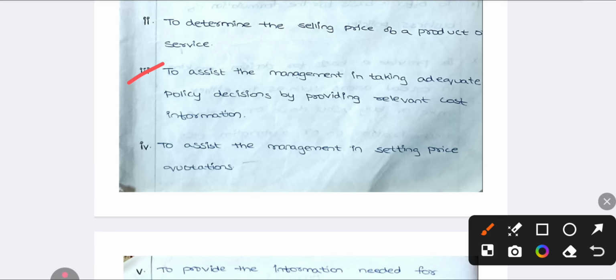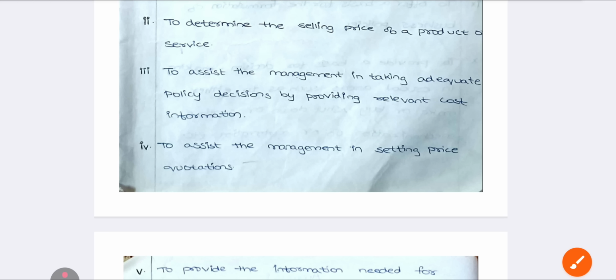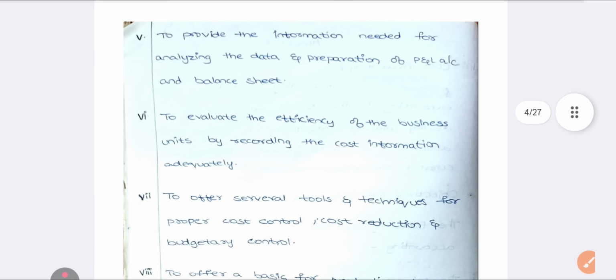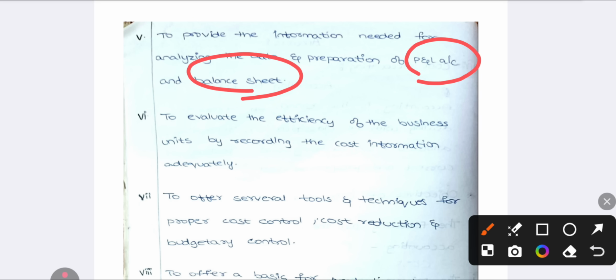To assist the management to take expenses related information, this cost accounting is helpful. To assist the management for the price quotation, to fix a price for the product, in that case also this is important. And the fifth one is to provide the information needed for the preparation of financial statements. If you want to prepare the P&L account and balance sheet, the final accounts, you should know the cost. For that case also this will be useful. For business related matters also this will be useful.